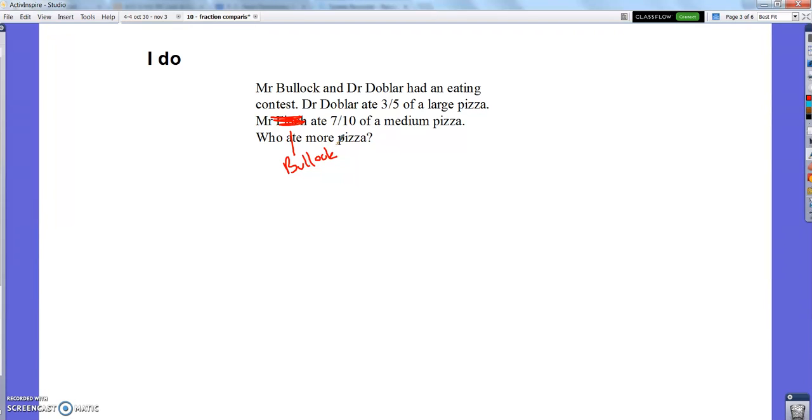Who ate more pizza? If you get too into the math here, you're like right away, oh, okay, I see two fractions. Who ate more? That means I'm going to compare 7/10 and 3/5. And I know that 3/5 is 6/10 if I partition it. 7/10 is more than 6/10. So who ate 7/10? Mr. Bullock ate more. Right? If you get so caught up in the math that you don't think about the situation, that's what you would do.